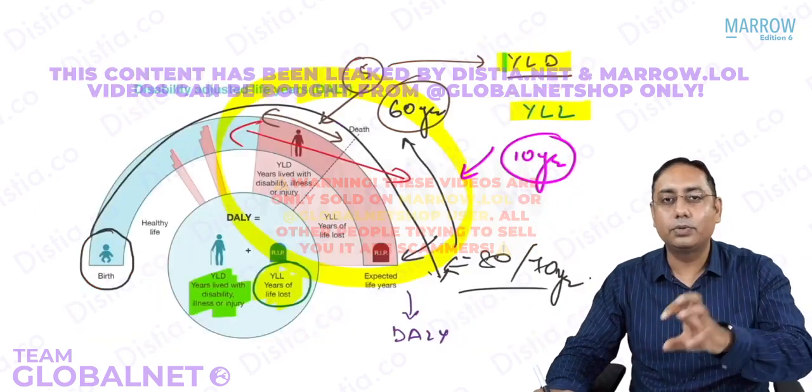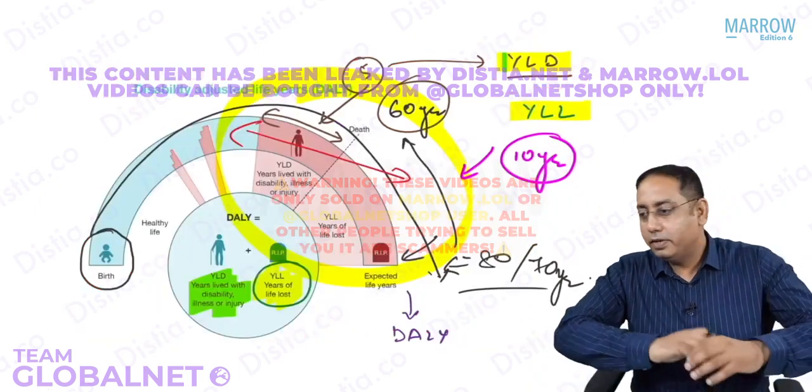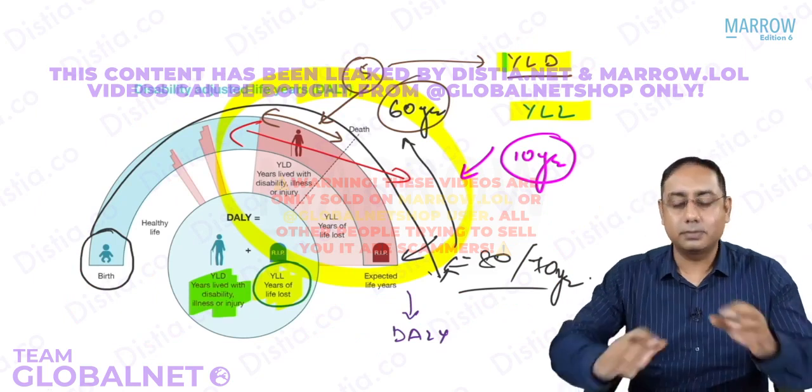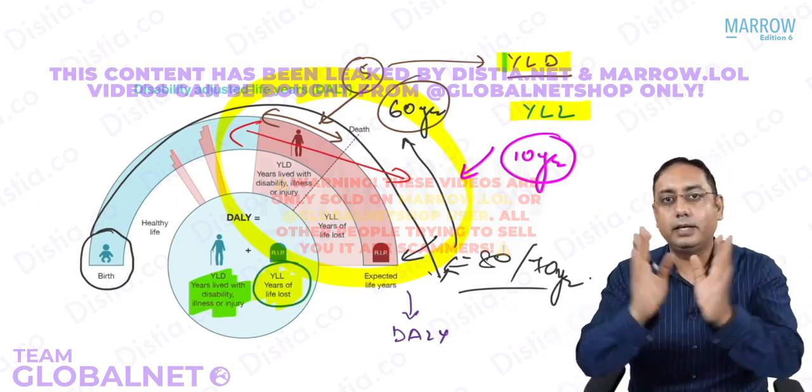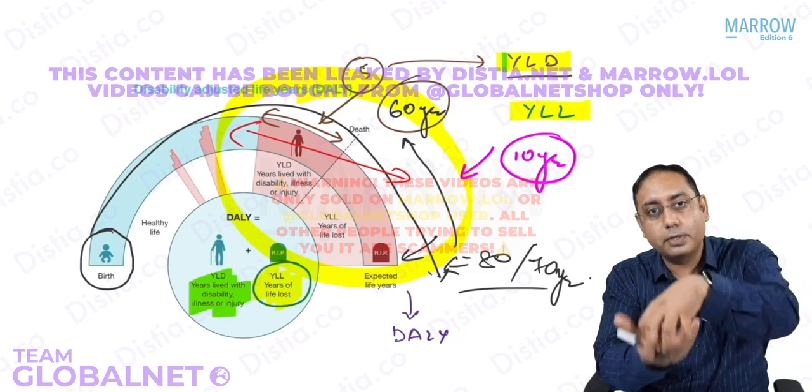Please note that you don't say DALY is not used these days, or that we use some better indicator. Nothing like this. Please note DALY is the best indicator for burden of a disease on a person.